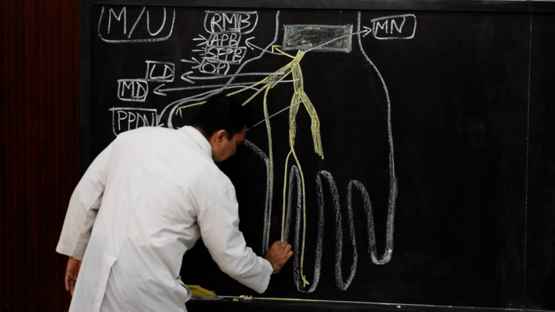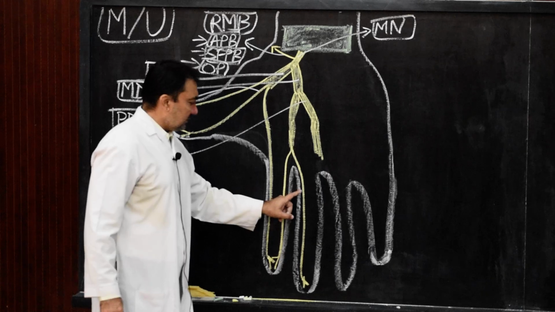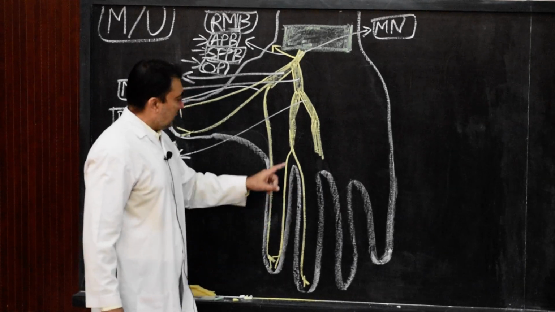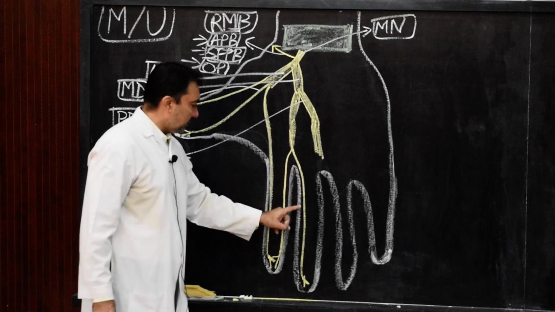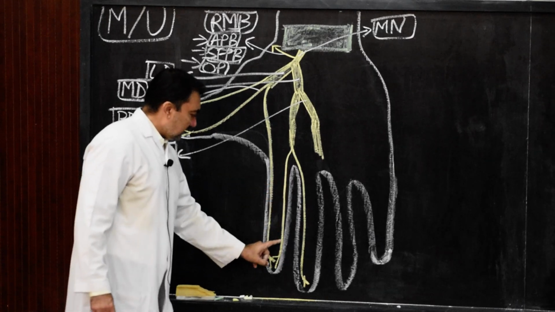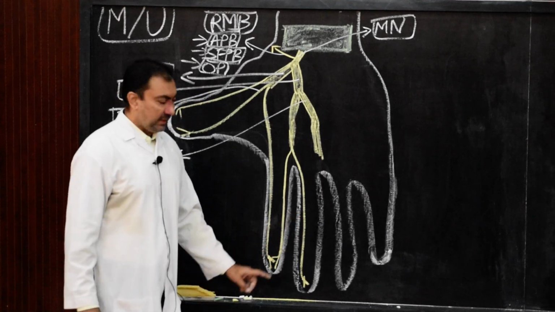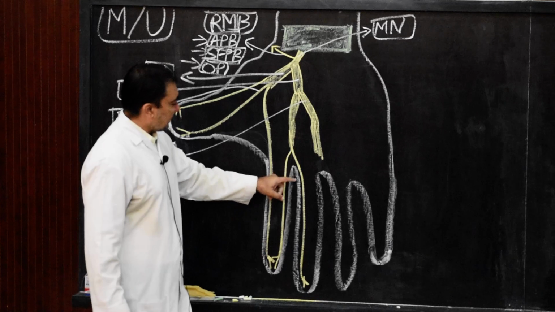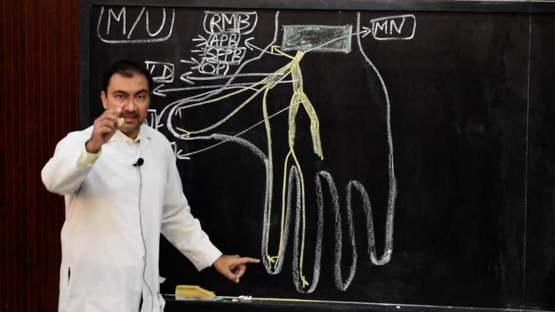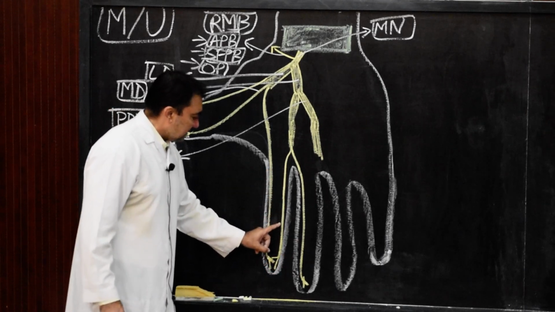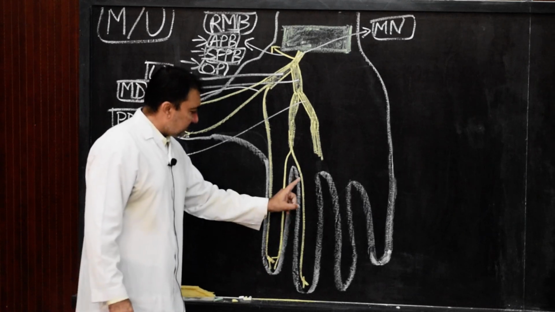And these two proper digital nerves will travel on either side of index finger as well as the middle finger. So at the cleft between index and middle finger, one of the common palmar digital nerves will divide into two proper digital nerves which will supply the adjoining sides of index finger as well as middle finger. So at the cleft between index and middle finger, this common palmar digital nerve will divide into two proper digital nerves, and one of them will supply the index finger, which side? Medial side of index finger. The other will supply lateral side of the middle finger.